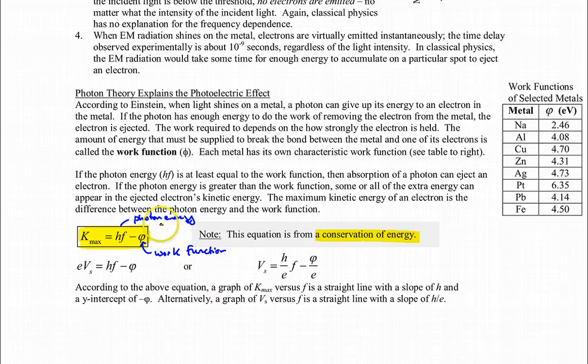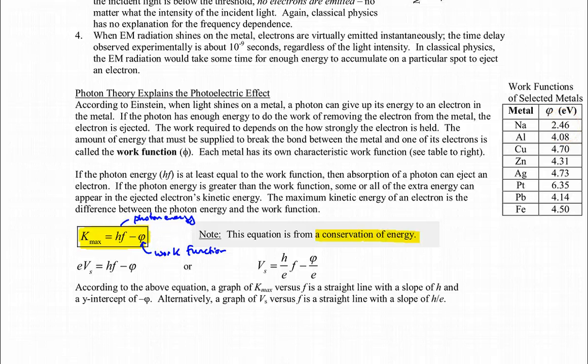Now, for example, if you're using sodium metal and you send in a photon energy that is less than, say, 2.46 electron volts, then you're not going to get any electrons liberated. It's because you can't liberate them. Think of it like your uncle who can't get out of jail: if the bail amount is, say, $200 and you show up with $150, you're not going to liberate him. You've got to have an energy that is greater than the work function.